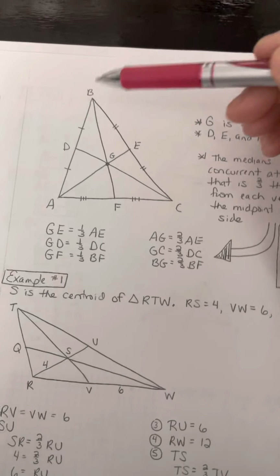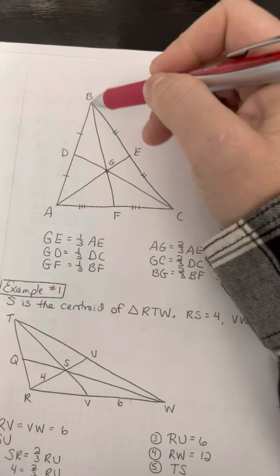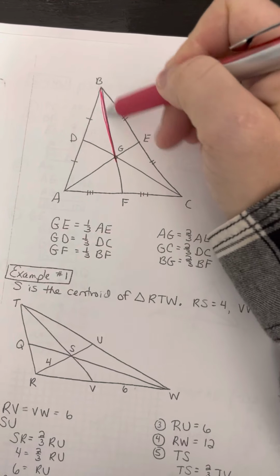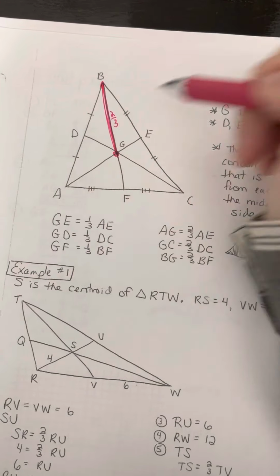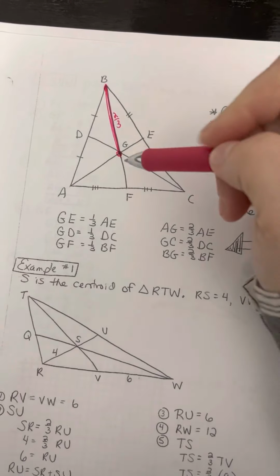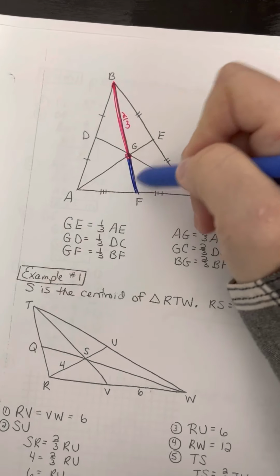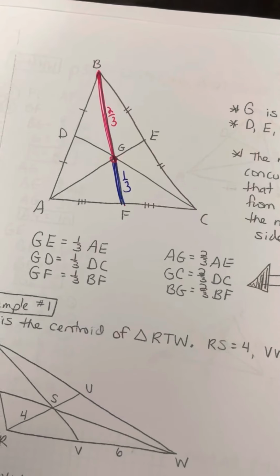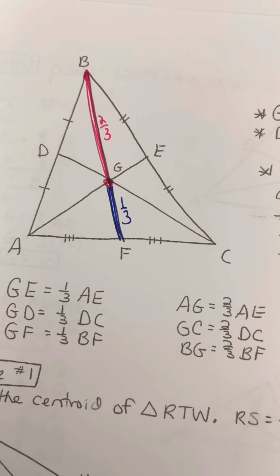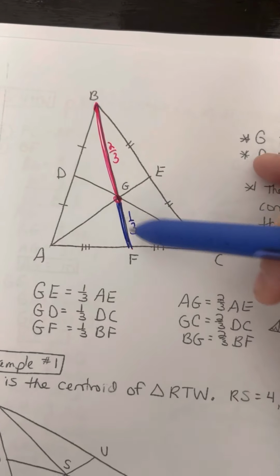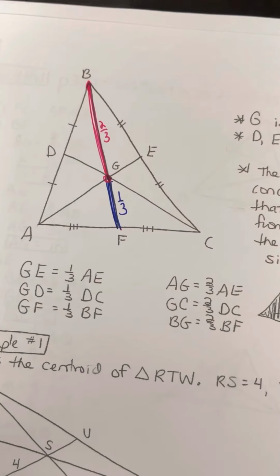First of all, I just told you that BF is a median. The rule says BG, from the vertex to the centroid, is 2/3 of the entire length. From the centroid to the midpoint, this segment is 1/3 of the entire length. And being that you know fractions, 2/3 and 1/3 make the entire length. So from the centroid to the midpoint is 1/3, and from the vertex to the centroid is 2/3.